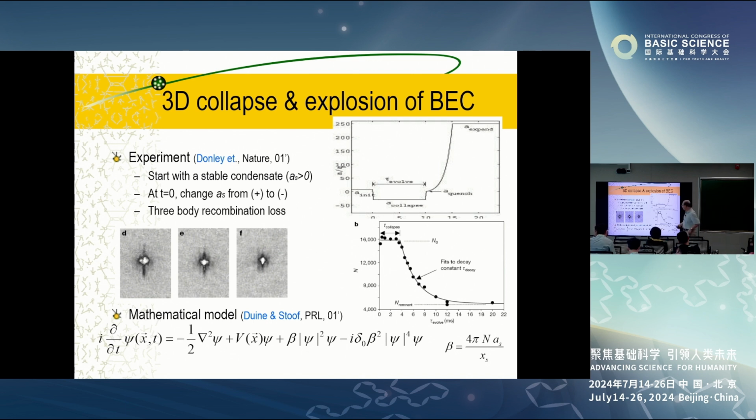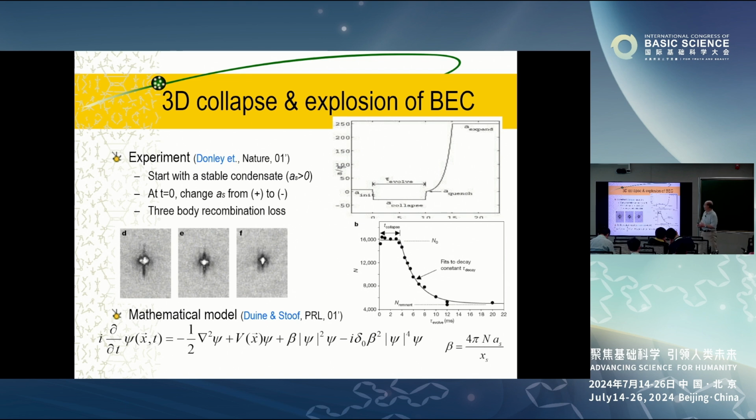So what they do is the following. At t equals 0, they collect some rubidium atoms, like 16,000, with repulsive interaction. Basically here, my beta equals 4 pi N a_s over x_s, where x_s is a spatial dimension unit, and a_s is called the scattering length. They use rubidium 87, for which a_s is bigger than 0. So at t equals 0, they collect 16,000 atoms, cool down, and get a ground state. They fix V, fix beta positive, and you have a ground state as initial data.